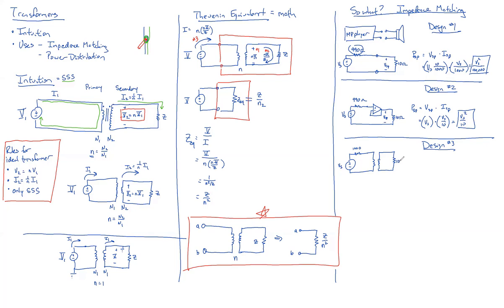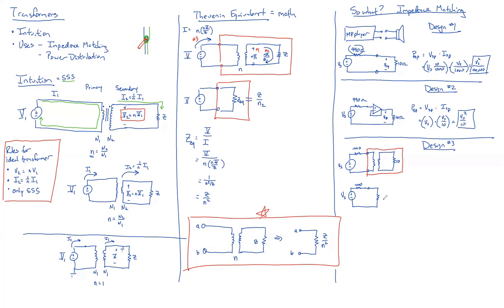So what does the load have to be in order to have the most effective power transferred to it? What does this whole piece over here have to look like for maximum power transfer? Would it be that Thevenin equivalent of 10 over the N factor squared? Oh, you're already jumping to the solution.